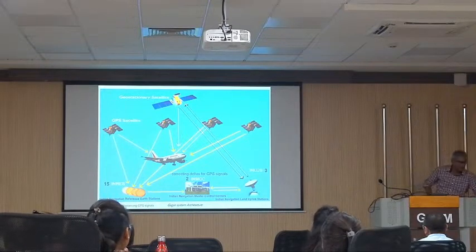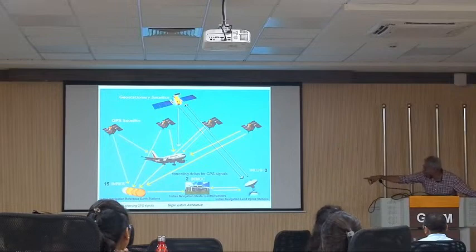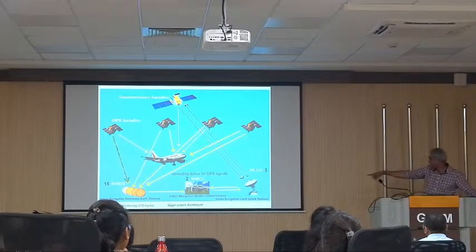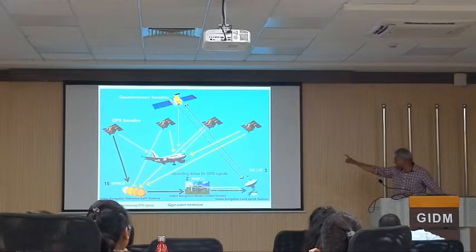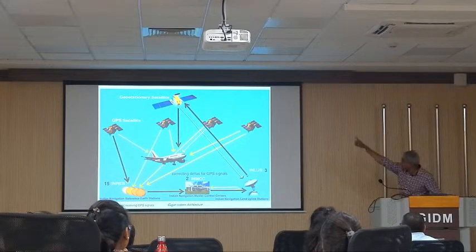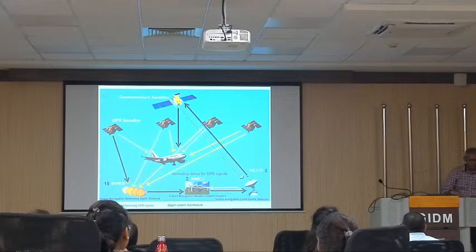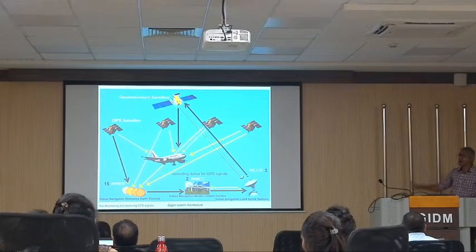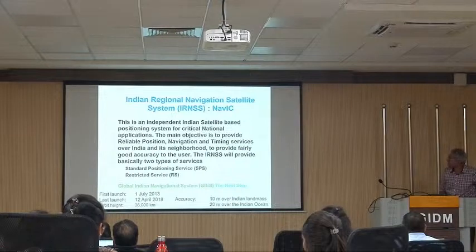And then the navigation reference stations will do the correction. It will send it to the master control centers. Master control centers will send this to the uplink center, and the uplink center will send it again back to the satellite. And the correction will be given to the planes, right? So this is how it in general functions.